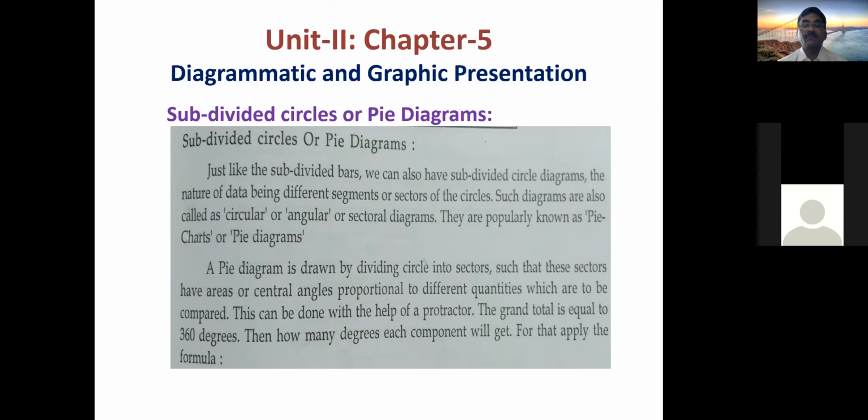This can be done with the help of a protractor. Now, the grand total is equal to 360 degrees. It is natural. A pie chart, how many degrees does it consist of? 360 degrees. Out of these 360 degrees only, all sections are made. For example, you have given 10 sections. Even 10 sections can be provided in one pie chart. But the only thing is you have to take a bigger size.